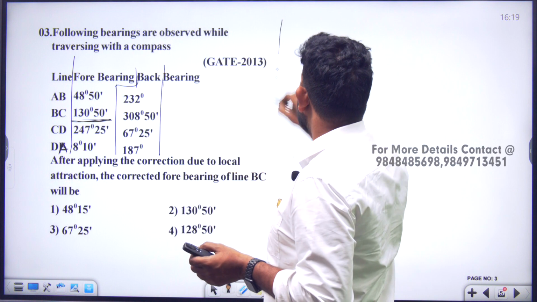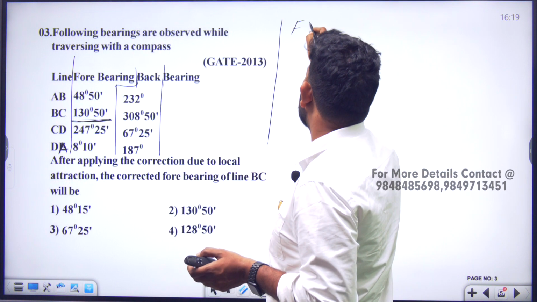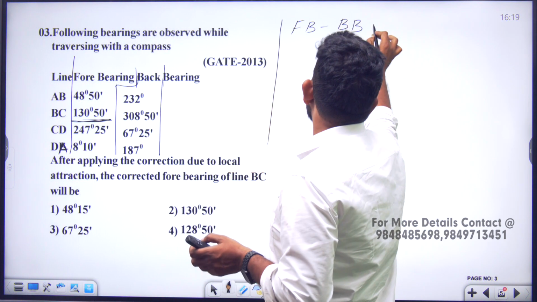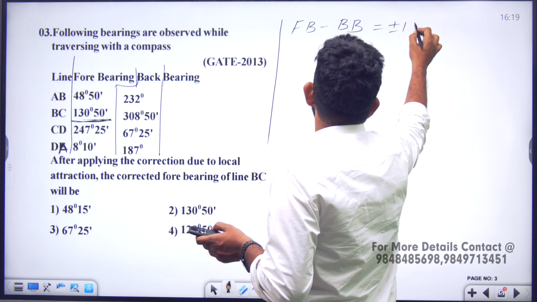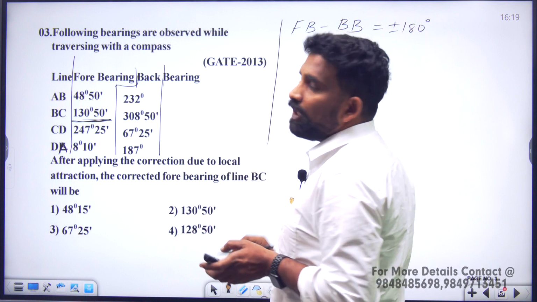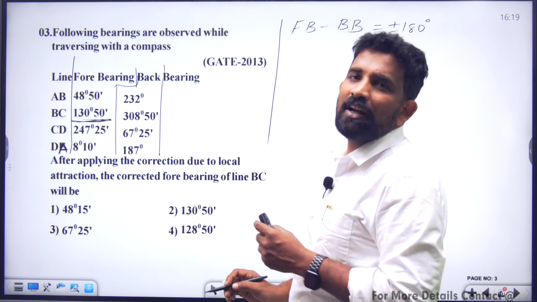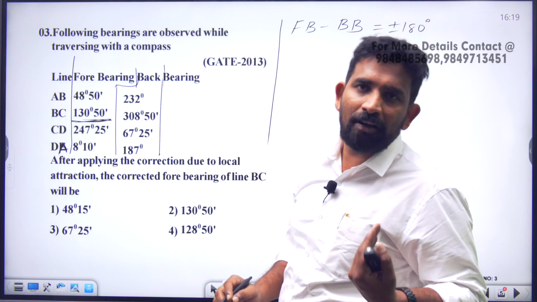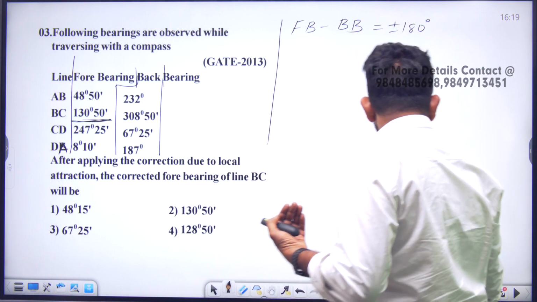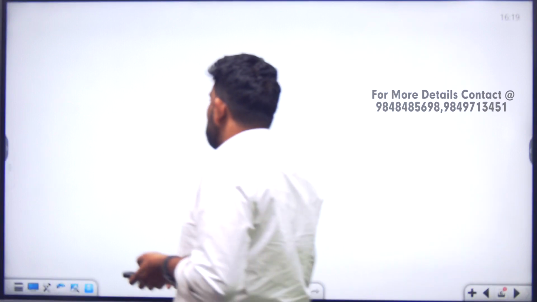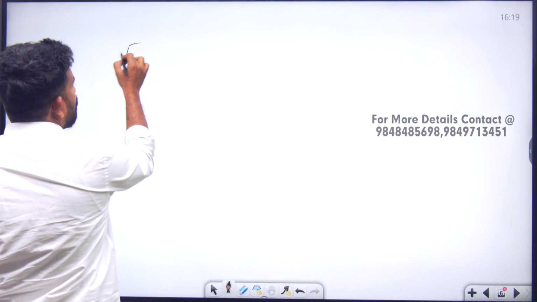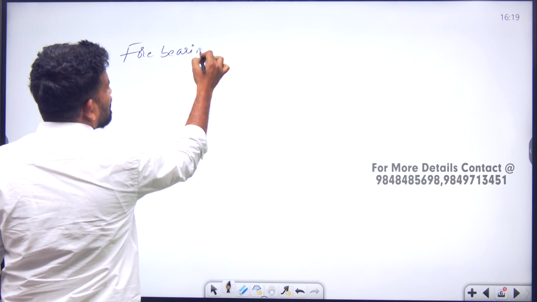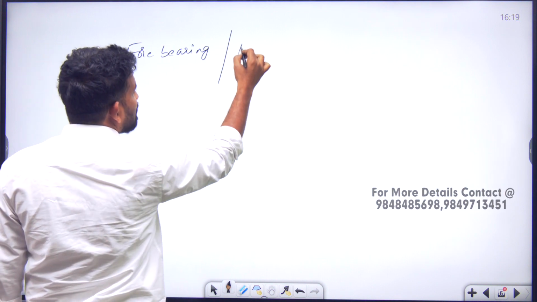Better, in compass surveying, we have to understand a concept called fore bearings and back bearings, and the difference between these fore bearings and back bearings comes out to be plus or minus 180 degrees. Fore bearing means whatever bearing we are taking in the forward direction, back bearing means whatever bearing we are taking in the backward direction. In a very simple context, let us see with a simple diagram what these fore bearings and back bearings are.